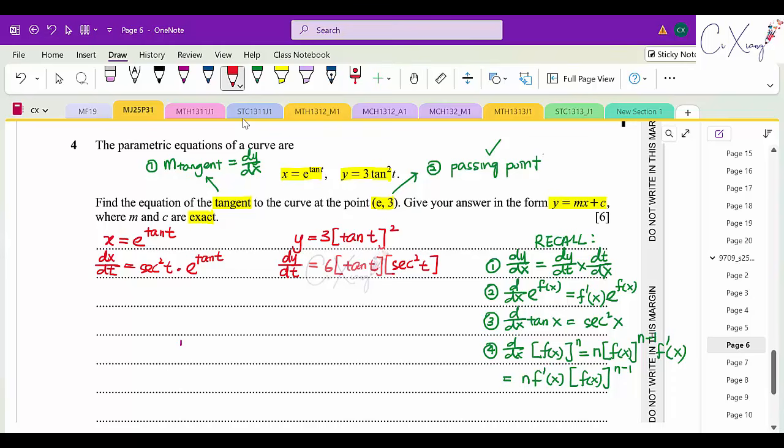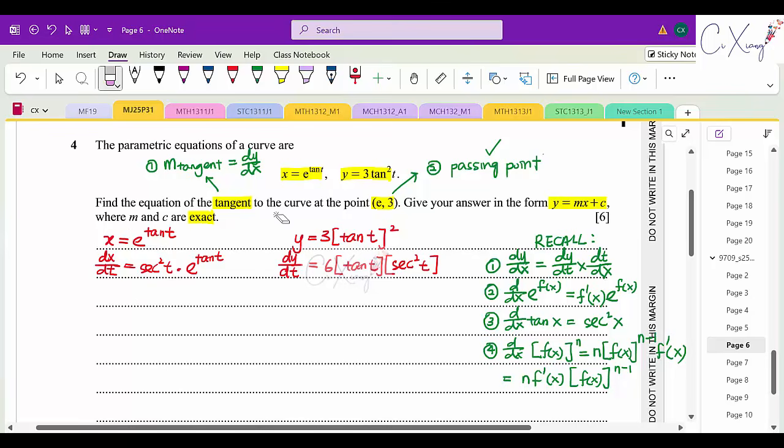Alright. Then after that, if I want to get the gradient of the tangent, I need to apply the chain rule, right? But before that, I want to know the values for dy/dt and also dx/dt. Okay, then how can I get the values? For dy/dt and dx/dt, I need t, right? I need t here, to get the answers for dy/dt and dx/dt.